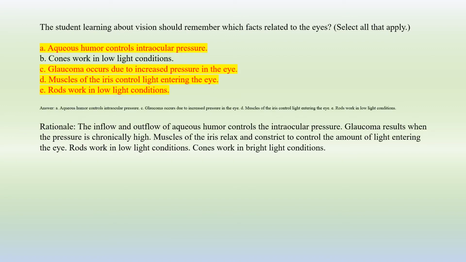Answer. A. Aqueous humor controls intraocular pressure. C. Glaucoma occurs due to increased pressure in the eye. D. Muscles of the iris control light entering the eye. E. Rods work in low light conditions. Rationale. The inflow and outflow of aqueous humor controls the intraocular pressure. Glaucoma results when the pressure is chronically high. Muscles of the iris relax and constrict to control the amount of light entering the eye. Rods work in low light conditions. Cones work in bright light conditions.